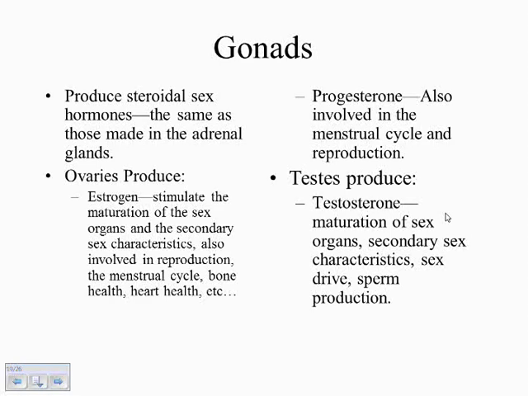We're going to mention testosterone here, and this is going to be about the only time. We're going to talk a lot about the female cycle in a second, but for testosterone: maturation of the sex organs, secondary sex characteristics, things like muscle development, the voice becoming deeper, facial hair growth, those kinds of things. Causes the sex drive, also causes sperm production.